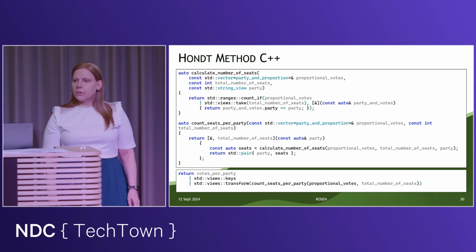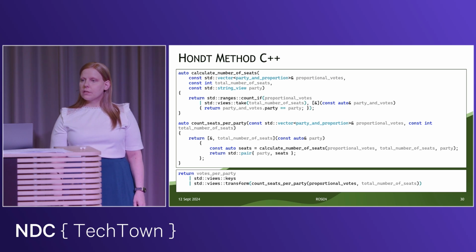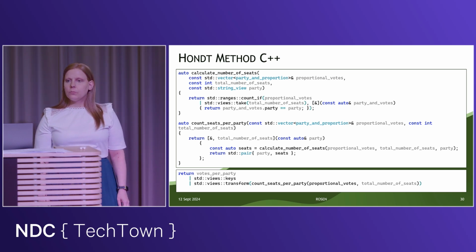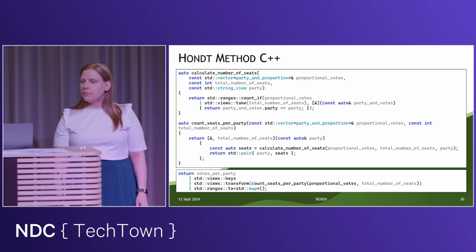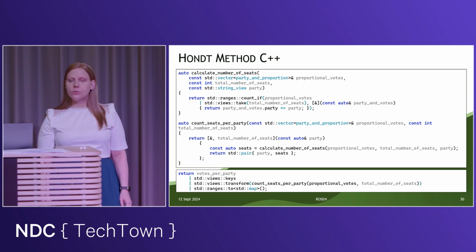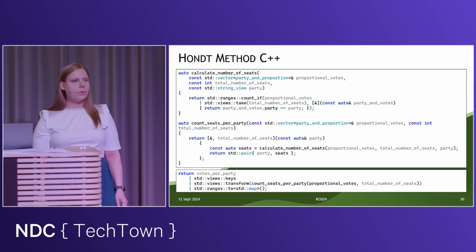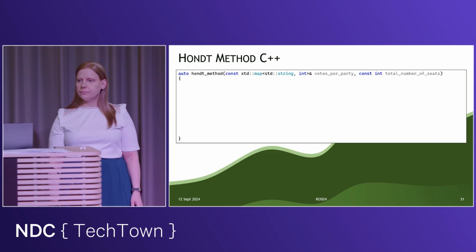And the calculate number of seats method uses count_if and the take view to count how many seats each party got. As the count seats per party function returns a pair, we can use ranges::to to construct a map, and this is what we return from the function.